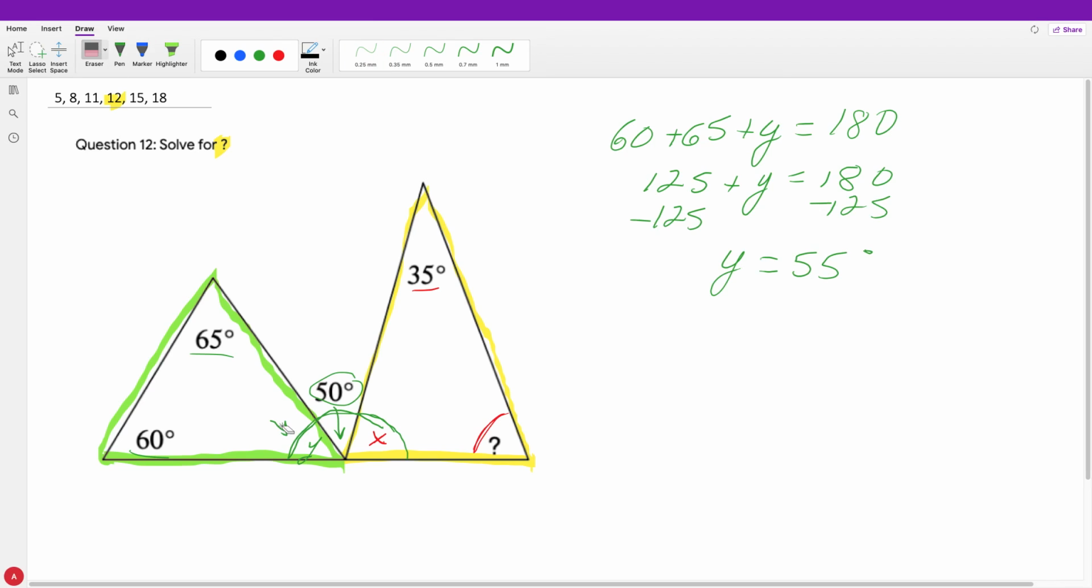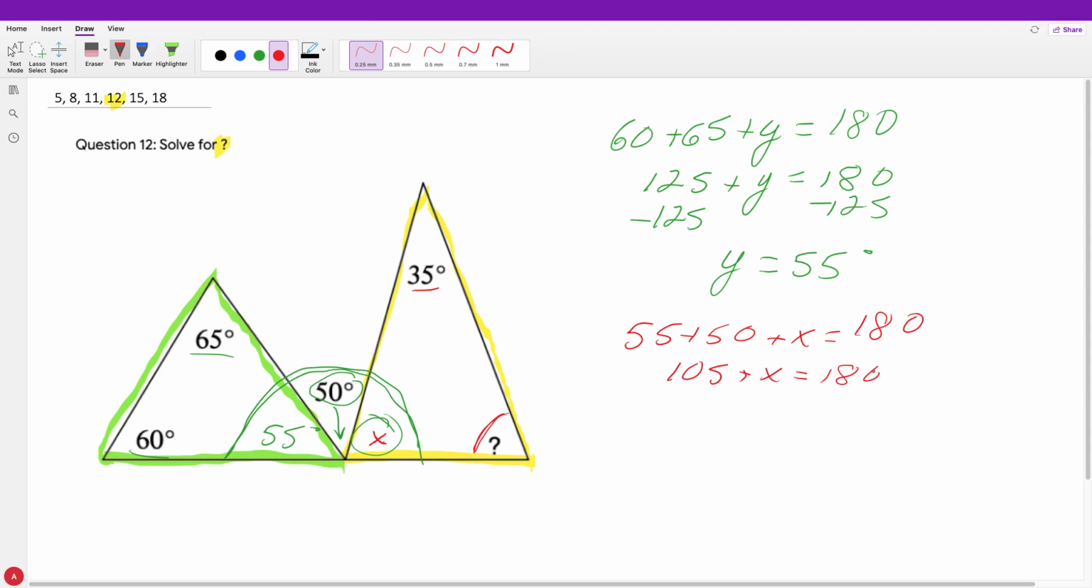So once again, now that I solved for this, I now have these three angles that will add up to give me 180, and the only thing I'm missing now is this x, so I can solve for it. So I can say 55 plus 50 plus x is equal to 180. So this will give me 105 plus x is equal to 180. I'll subtract 105 from both sides, and that tells me that x is then equal to 75 degrees. So now I'm going to erase this x, and put what I just solved for there, 75.